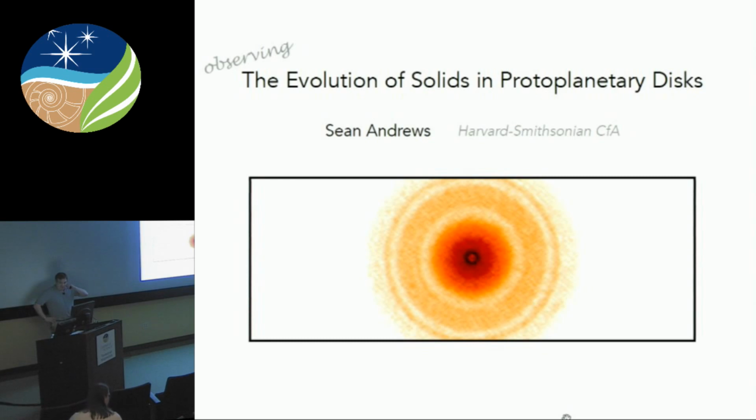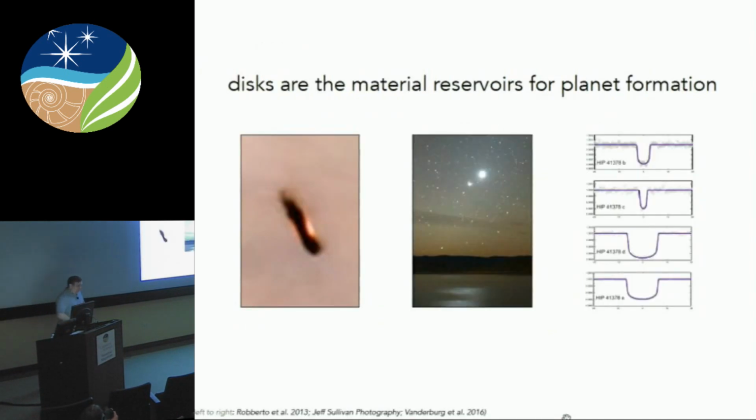So I'm going to talk about something that I hope connects across many different research paths here at DTM, and that's the evolution of solids in the disks that form planetary systems. I'm primarily going to talk about the astronomical observations of those things, but I'll try to motivate it with some of the current theory. But let me just start at the basics.